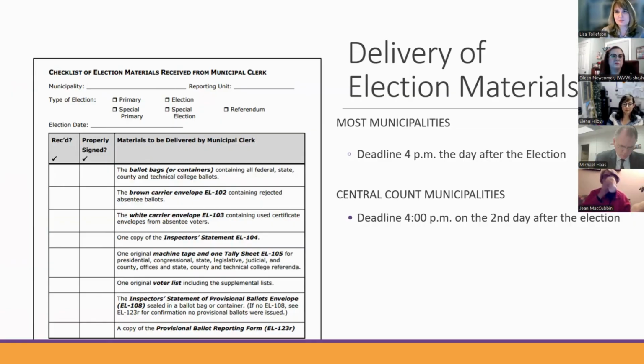I have two municipalities in my county that have central count. The majority of their materials I actually have the next day. And what you're seeing there is a checklist. So when we're bringing in the materials, we're actually checking off to make sure we have all the materials to make sure we're ready for our Board of Canvass.